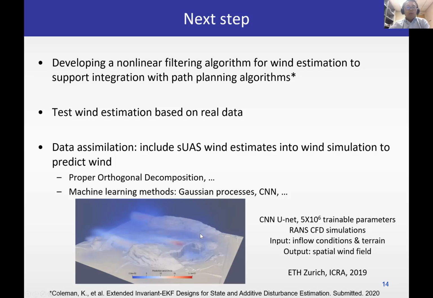So we would like to build on this to say, now you have a prediction model of the wind. Can we assimilate the wind information collected by the sUAS to better adjust the model, or better identify which CNN model we should use when we do the wind prediction? So that's the wind estimation.